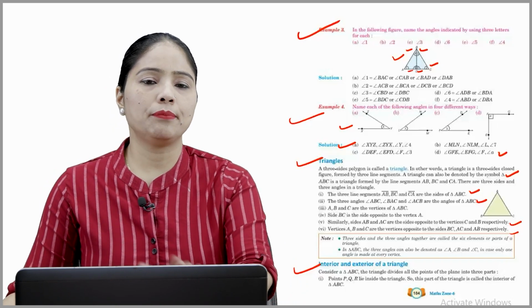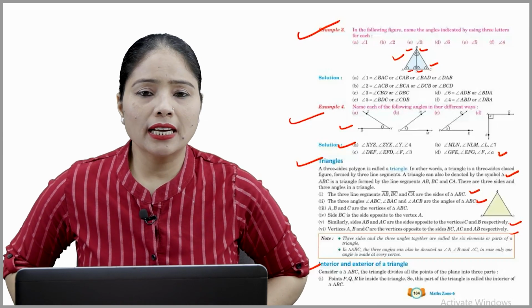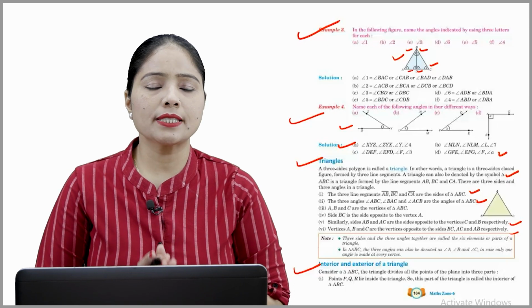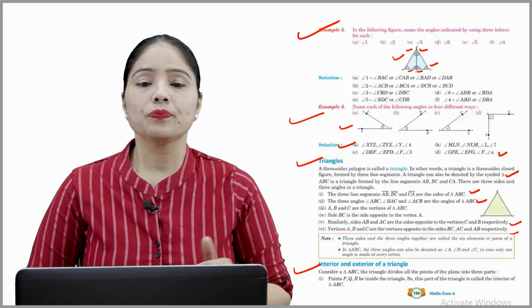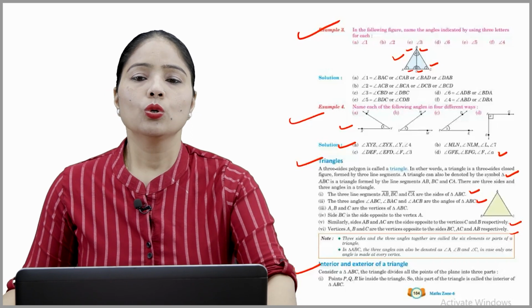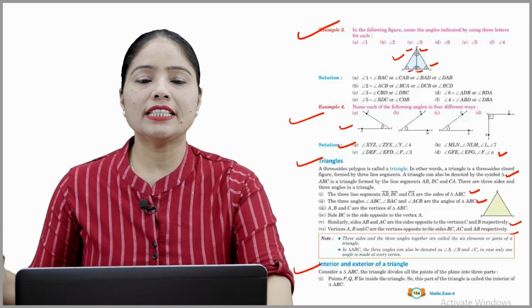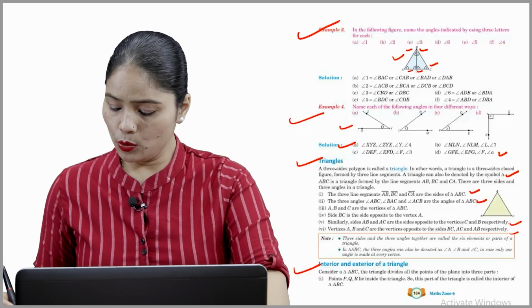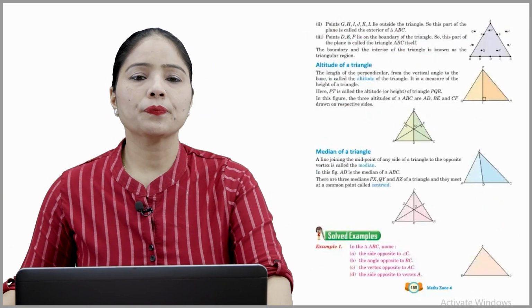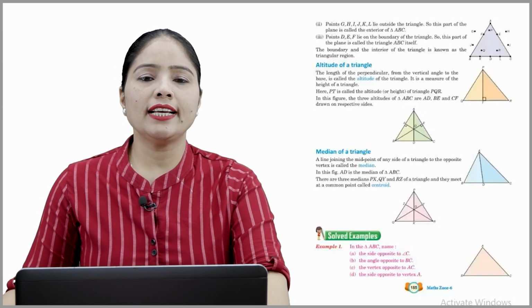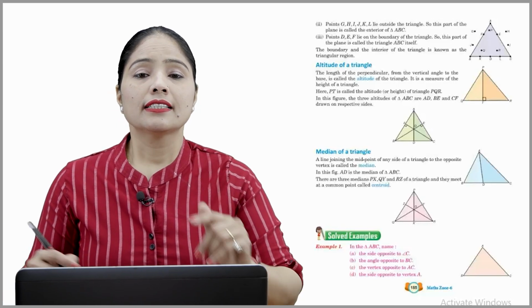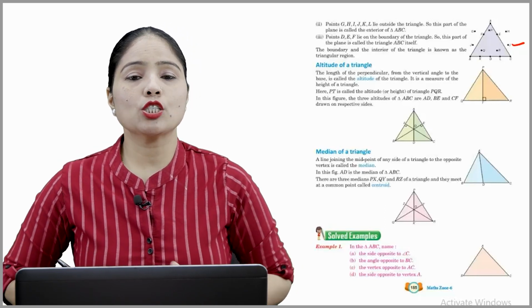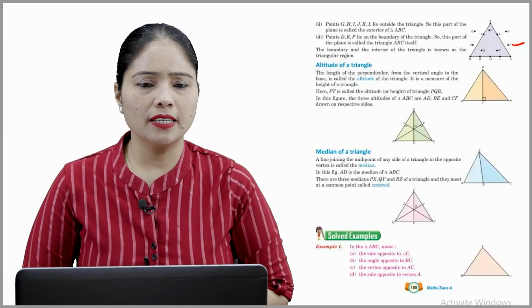Consider a triangle ABC. The triangle divides all the points of the plane into three parts. Points P, Q, R lie inside the triangle. So, this part of the triangle is called the interior of triangle ABC. Okay. Now, B part है. Points G, H, I, J, K, L lie outside the triangle like this. So, this part of the plane is called the exterior of triangle ABC.